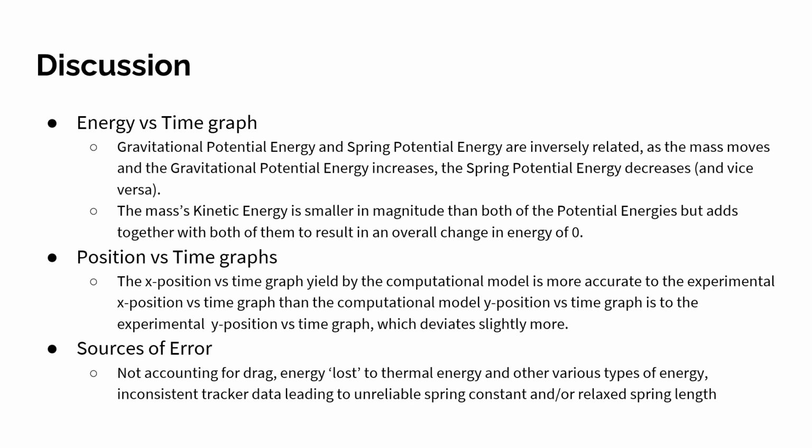For the position versus time graphs, the x position versus time graph yielded by the computational model is more accurate to the experimental x position versus time graph than the computational model of the y position versus time graph is to the experimental y position versus time graph, which deviates slightly more. Some potential sources of error include not accounting for drag or energy loss due to thermal energy or other various types of energy, and inconsistent tracker data leading to unreliable spring constant and/or relaxed spring length.